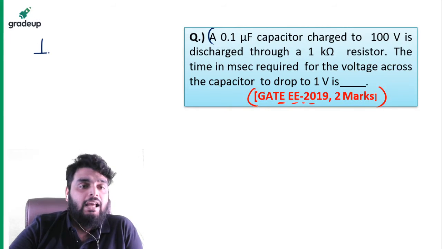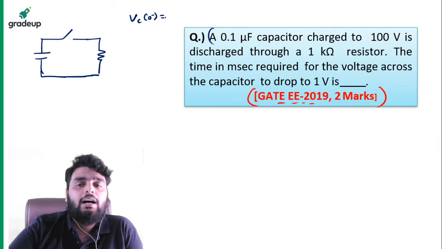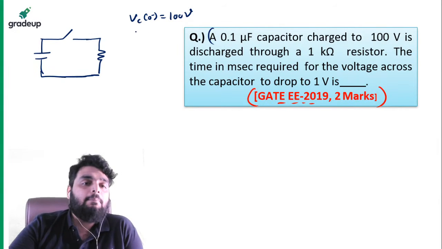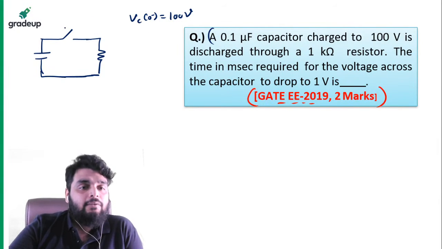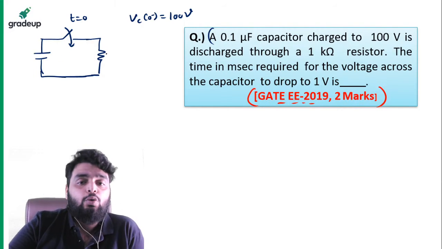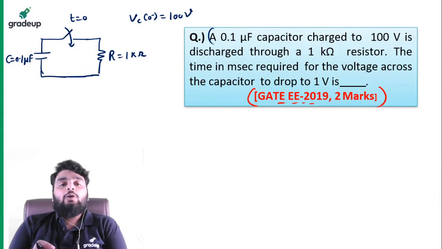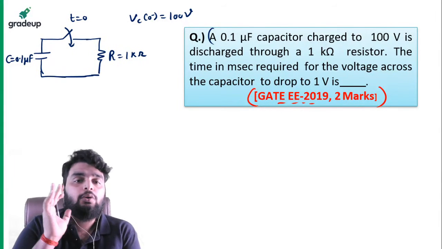See what is given. I have a capacitor which is connected to a resistor, like this. Initially this capacitor is charged to 100 volt, and when I close the switch, the capacitor will discharge through the resistor. The resistor value is 1 kilo ohm and the capacitance is 0.1 microfarad. Now beta, I will tell you one small equation that you need to remember.